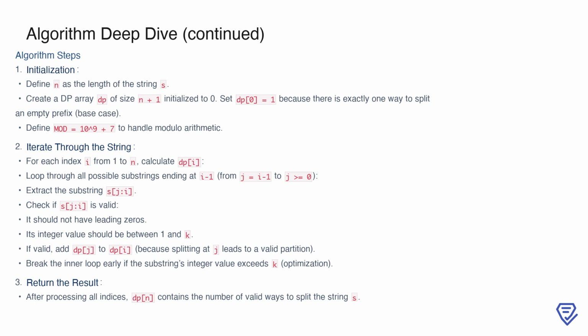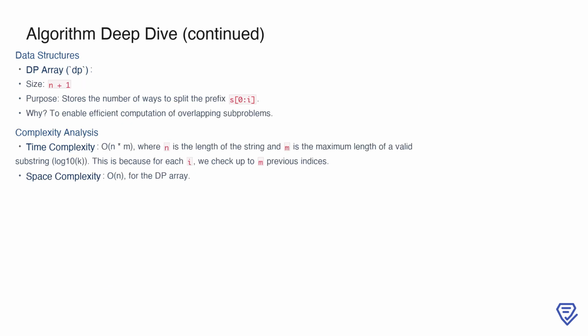To implement this solution, we rely on a dynamic programming array dp. This array has a size of n plus 1 and stores the number of ways to split the prefix s[0..i] into valid substrings. The dp approach is crucial because it allows us to break down the problem into overlapping subproblems, enabling efficient computation.